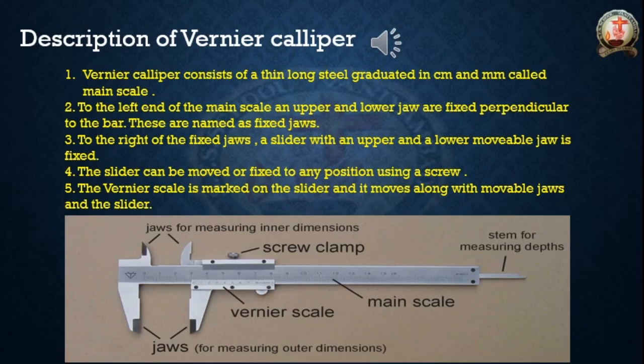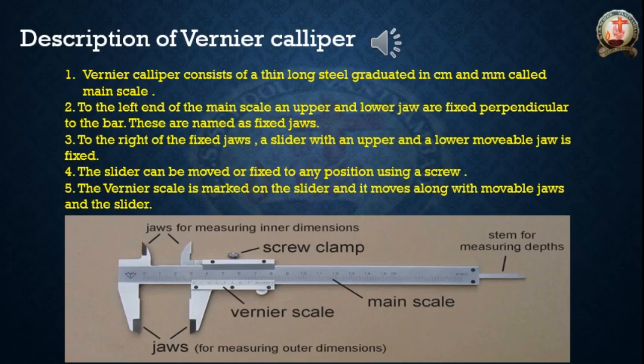Then the fifth point, and an important point, is that the vernier scale is marked on the slider. I told you what a slider is. On the slider, one scale is marked. What is that scale's name? Vernier scale. This vernier scale moves along with the movable jaws and the slider. If the slider is moving, the vernier scale will also move, because the vernier scale is marked on the slider.